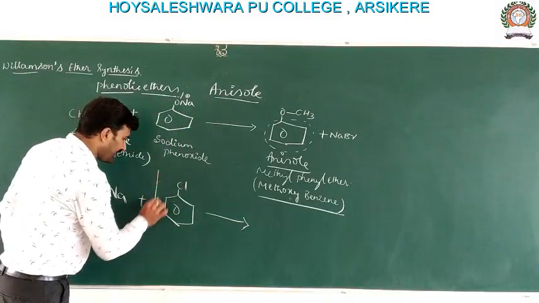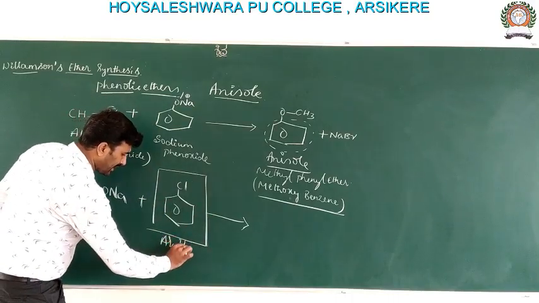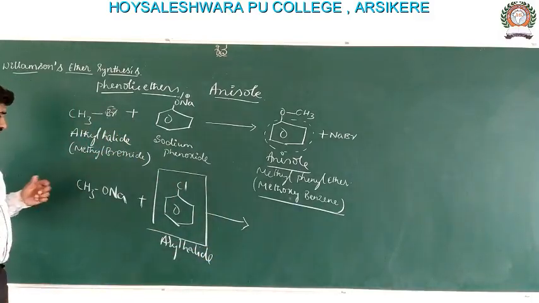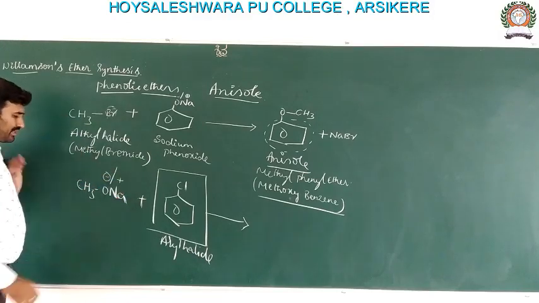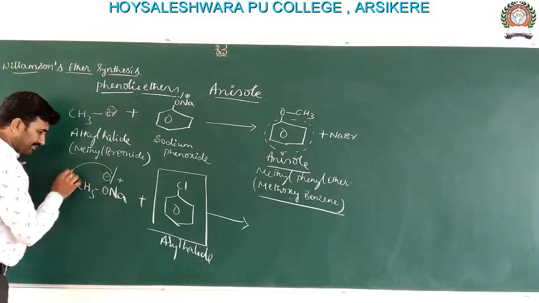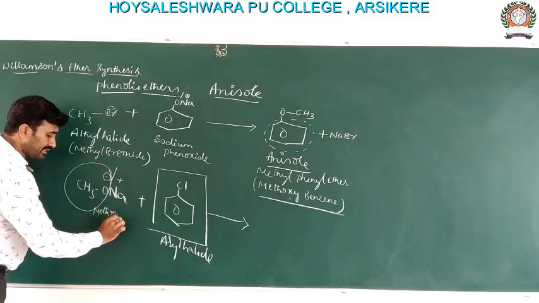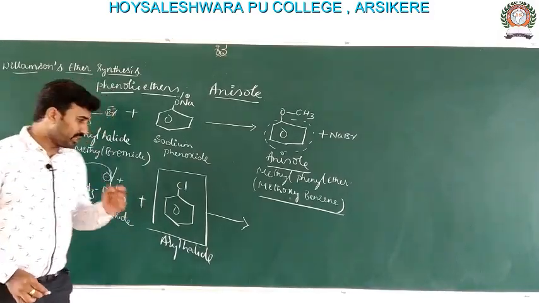This is an aryl halide. What is this? Aryl halide, yes. So here we have CH3O minus and Na plus. This is methoxide, and this methoxide is a nucleophile.